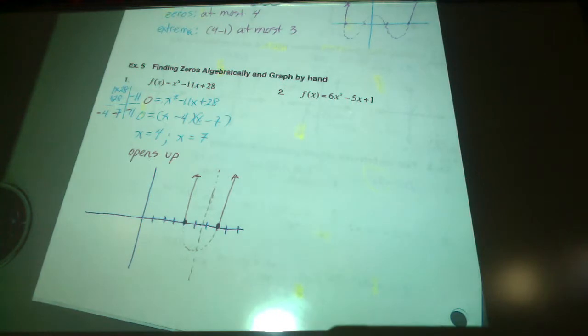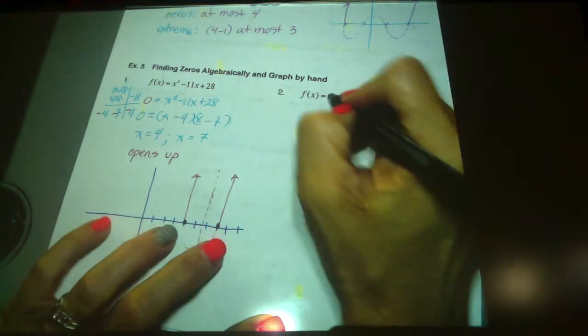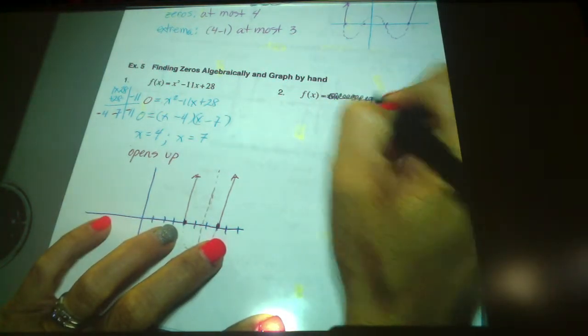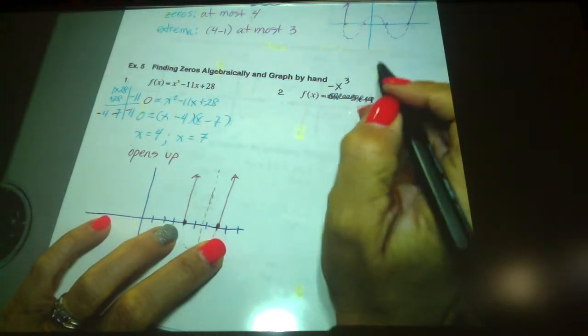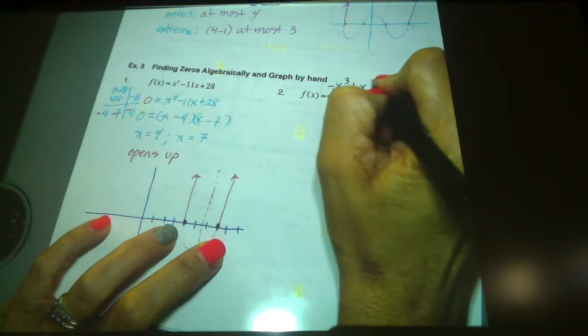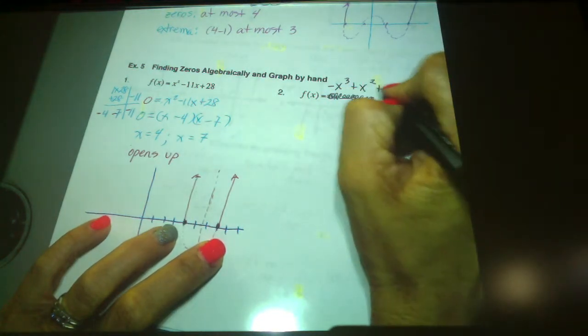All right, so for number 2, we're going to change that. We're changing the function to read negative x cubed plus x squared plus 6x.